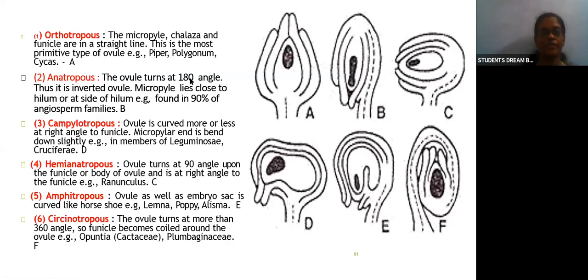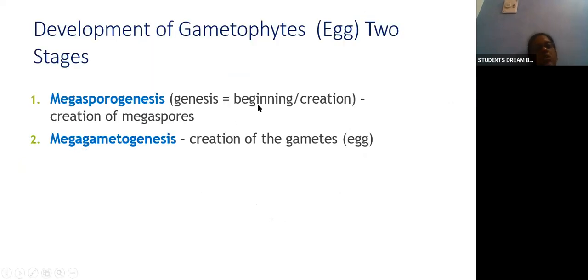Then we have circinotropous. That means the ovule turns more than 360 degrees. If it takes a full turn of more than 360 degrees, it is circinotropous. For each of them there are various examples. For example, Piper, the pepper producing plant, is an orthotropous example. So this is about the different types of ovules. Clear?